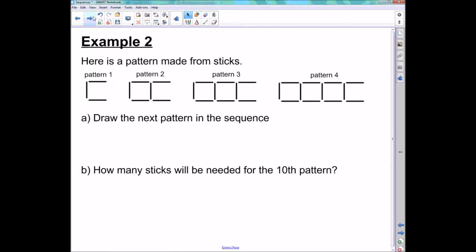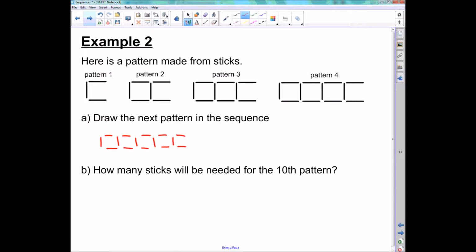Okay, so the first thing that's asking me to do is to draw the next pattern in the sequence. So that's straightforward enough. I just need to copy down pattern 4. And after I've copied down pattern 4, then I just need to put another extra 3 sticks on the end here. Now B is asking me for how many sticks will be needed for the 10th pattern.